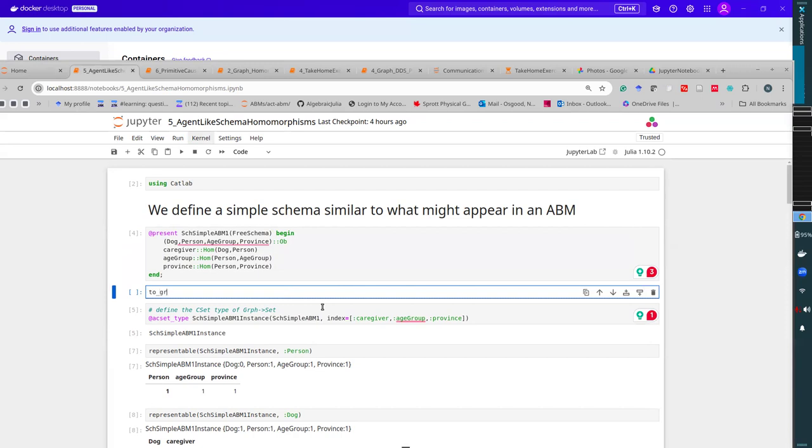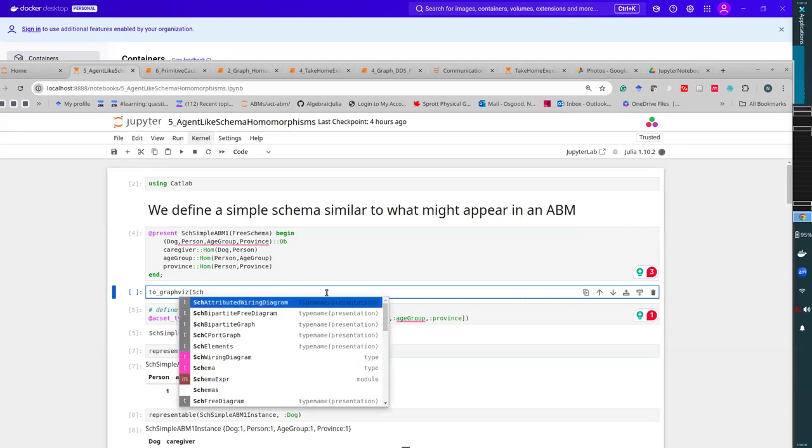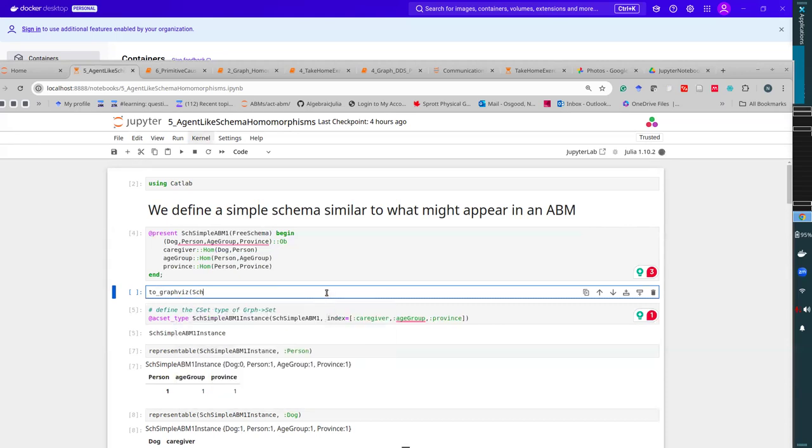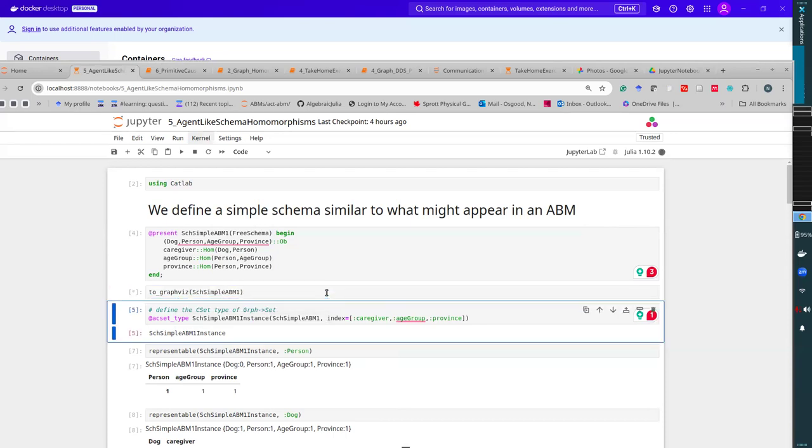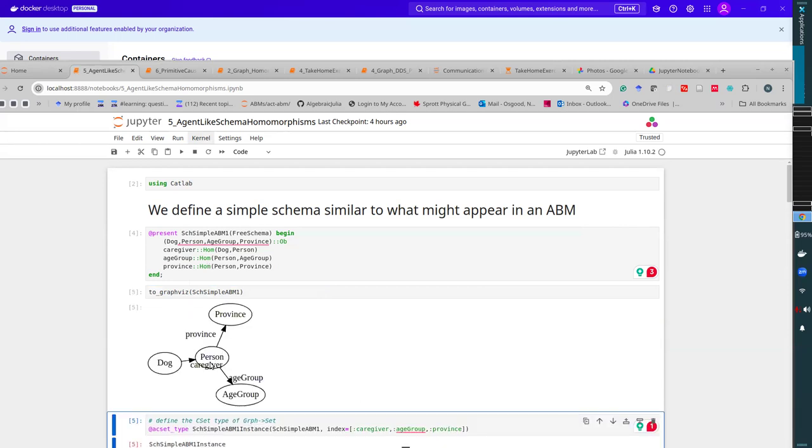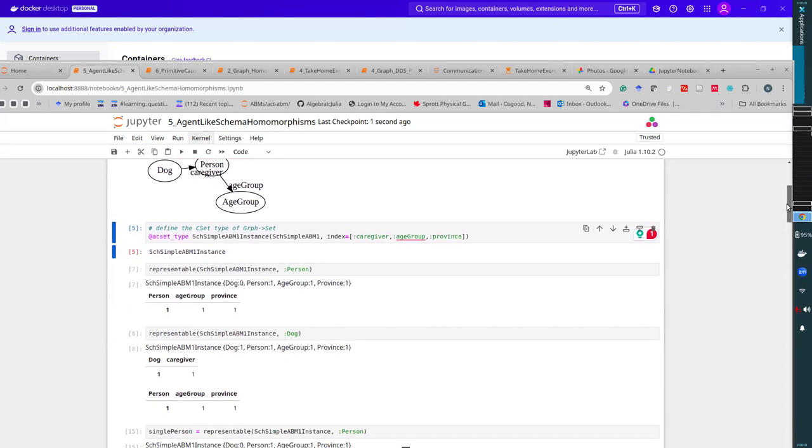Two underbar graph this. And we can just do simple ABM one, right? And we'll go see a nice pretty example of it. There we go, right? We good with this? Okay. So you could imagine this as part of an agent-based model. This is very much what we're dealing with there.